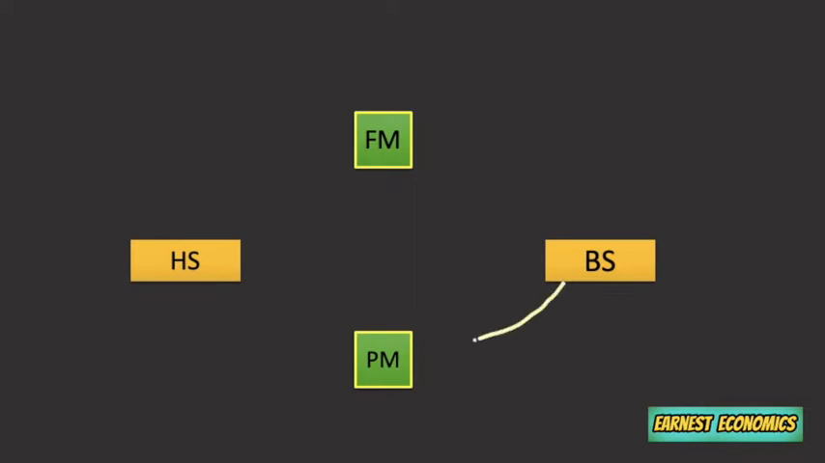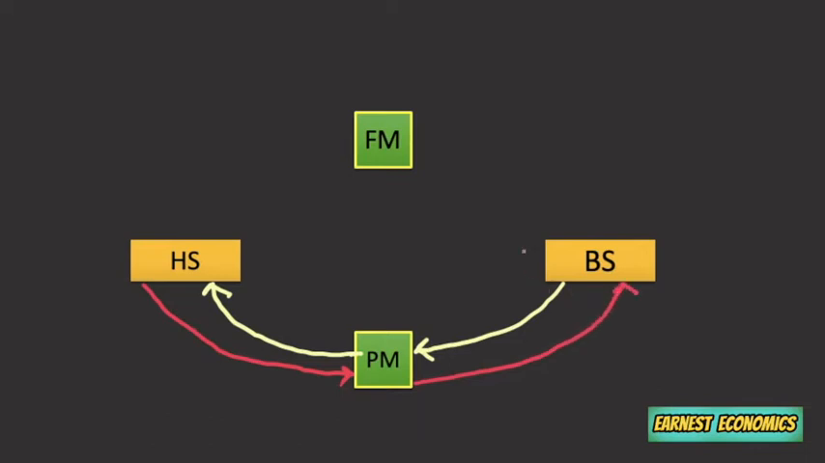So this is our business sector. It produces goods and services which pass through the product market, and they move on to the household sector where they are consumed to satisfy the wants of the household sector. And then the household sector obviously has to make payment for the goods and services that it consumes, and through the product market where it purchases the goods and services, it makes payment which goes to the business sector.